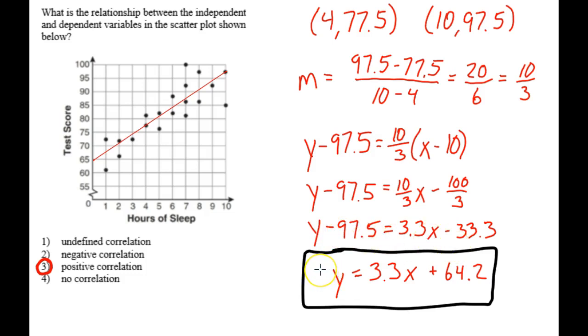So the equation I got for my line of best fit was y equals 3.3x plus 64.2. So x represents the number of hours of sleep. If I wanted to predict the score a certain student would get on the test based on the number of hours of sleep, I could plug the number of hours of sleep in for x, and that would give me the corresponding test score, y. So if a student stayed up all night, did not get any hours of sleep, this would be 0. I would predict their test score to be around a 64%.